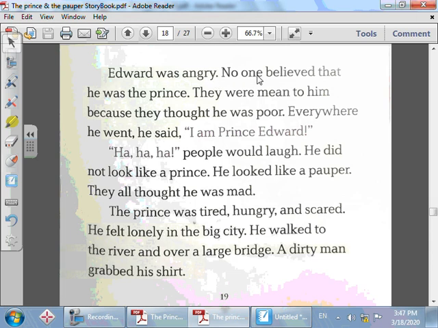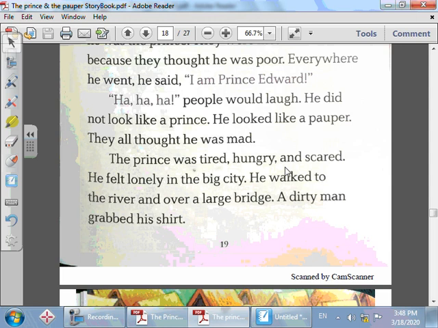Edward was angry. No one believed that he was the prince. Why, guys? Excellent, because he was wearing Tom's old cloth. They were mean to him because they thought he was poor. Everywhere he went, he said, I am Prince Edward. Then, ha ha ha, people would laugh. He did not look like a prince. He looked like a pauper. They all thought he was mad.